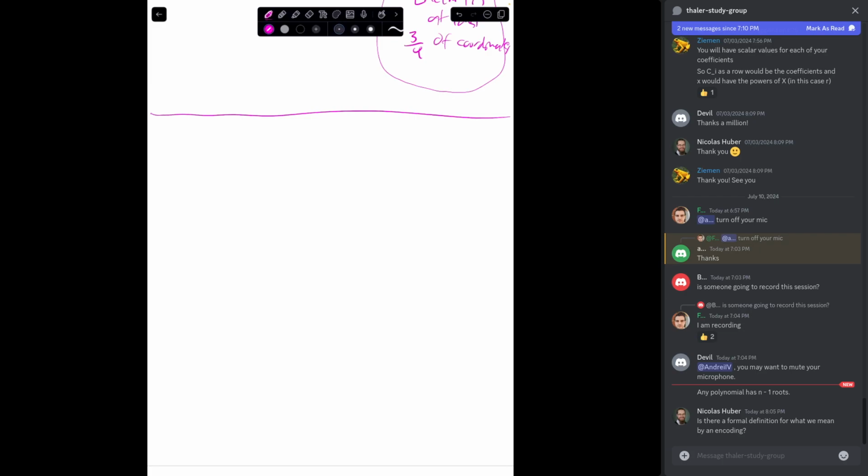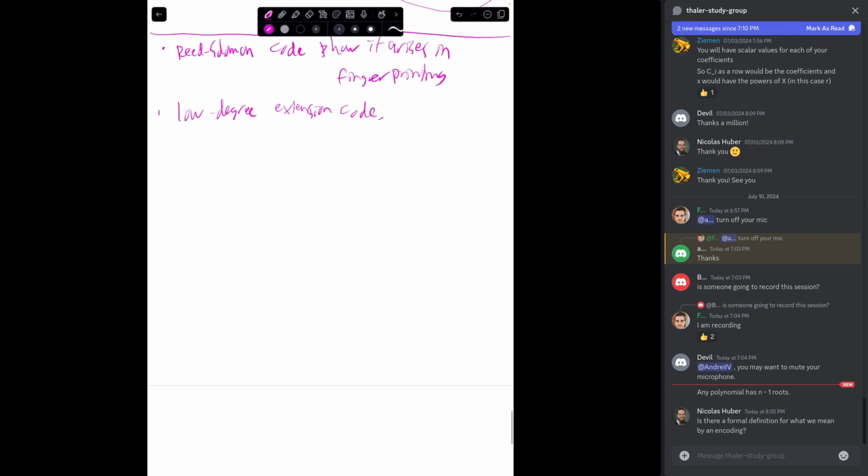So I guess what I want to cover is, I'm going to describe the Reed-Solomon code and how it arises in Reed-Solomon fingerprinting, and then I'll talk about the low degree extension code, and then we'll wrap up. And these are closely related codes, and in fact, in some sense, they're the same code. So I'll discuss that now.